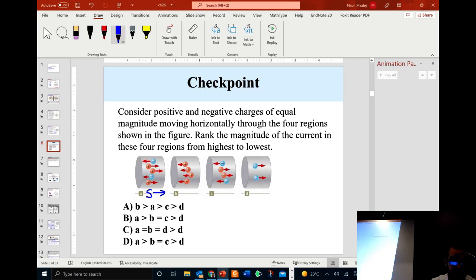Okay, the next case. Here it's very simple. We have 4 positive charges, so the current is 4 and they are moving to the left.